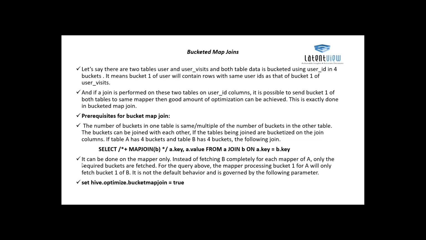Say A table is there, B table is there. A is bucketed on user ID into 4 buckets. Then in that case, B should also be bucketed on user ID into 4 or multiples of 4 buckets. That is where you can go for this bucketed map join.